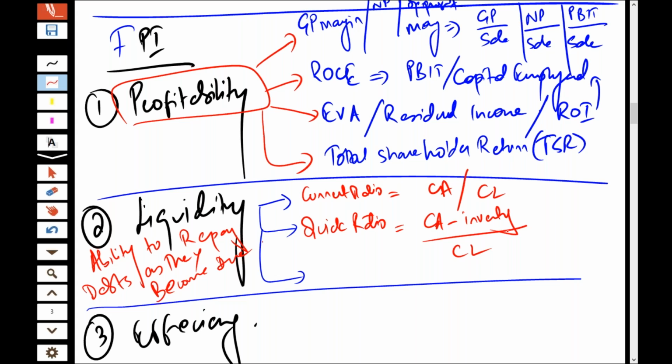Now, when we talk about this quick ratio and the current ratio, why exactly are they important? They tell you the ability of an entity to repay the debts as they become due.